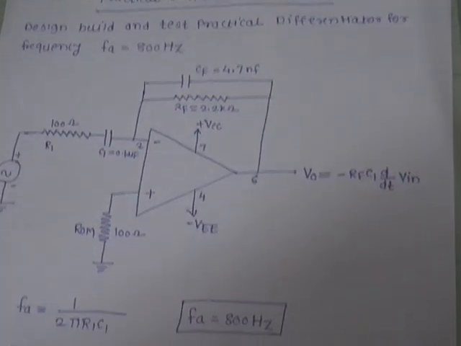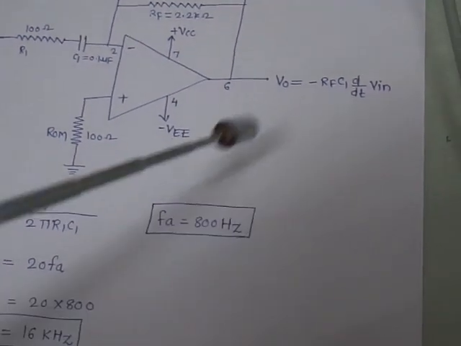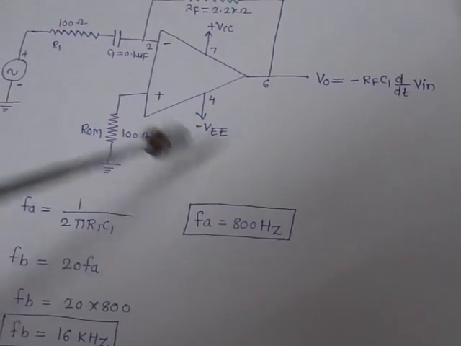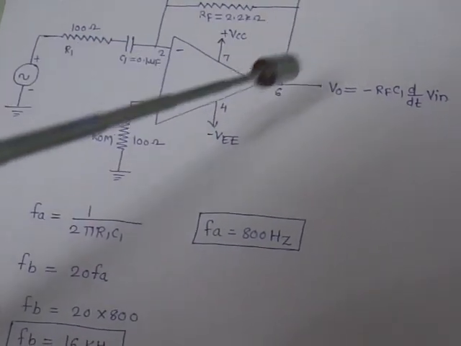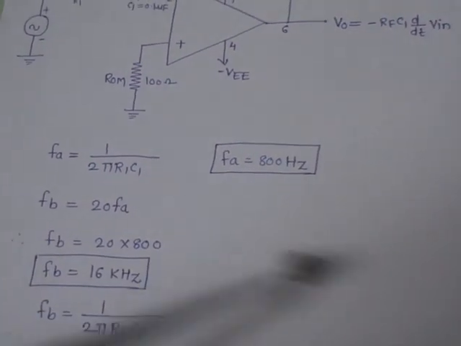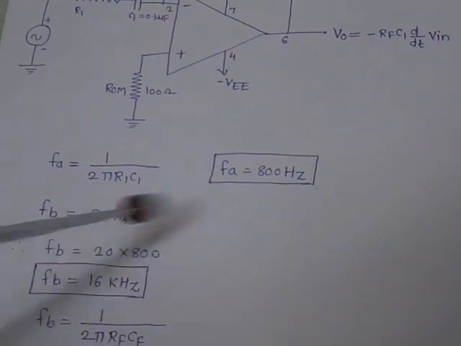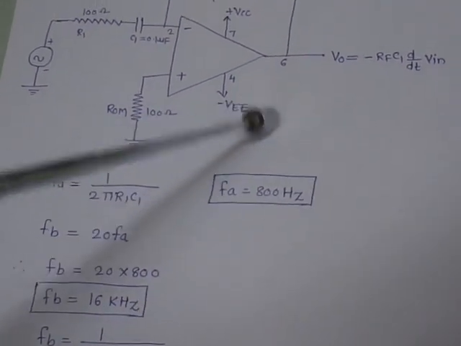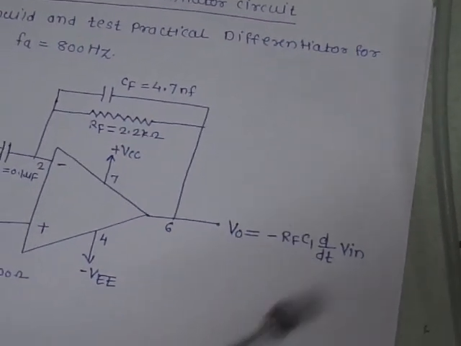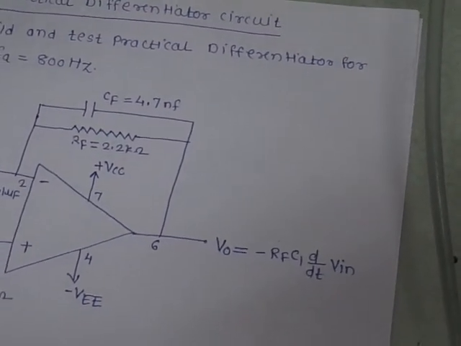FA is the frequency in a differentiator at which the magnitude plot has a value of 0 dB. After that, as frequency increases, the output goes on increasing, and at F equal to FB, the output starts decreasing, which means the gain starts decreasing after F equal to FB. So the equation for a differentiator is V0 is equal to minus RFC1 into d by dt of V. This is the basic circuitry of the differentiator.